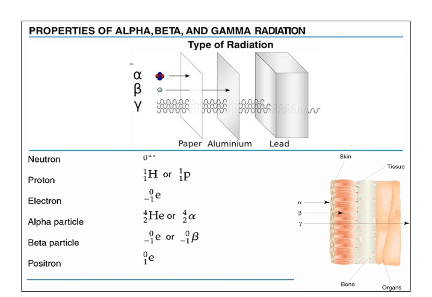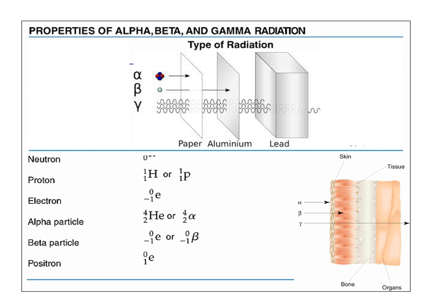Another thing to look at would be the one that's below there. You can see how alpha is stopped by your skin. Beta can get through your skin and would probably stop at your bones, where gamma can go all the way through your organs, so that's the one that's of a lot greater consequence.